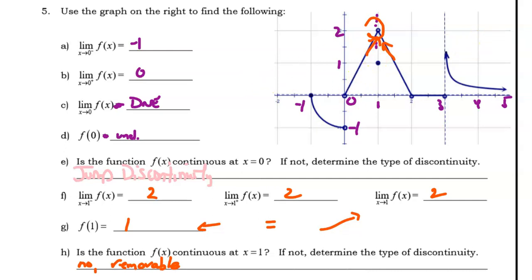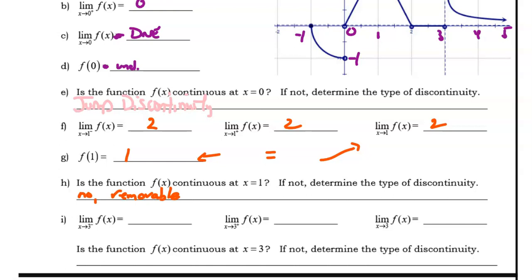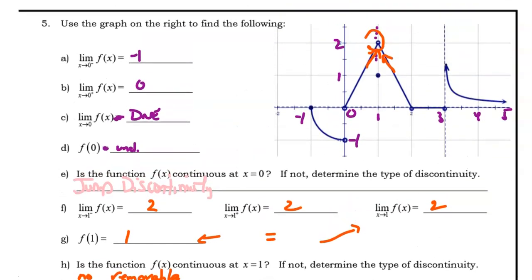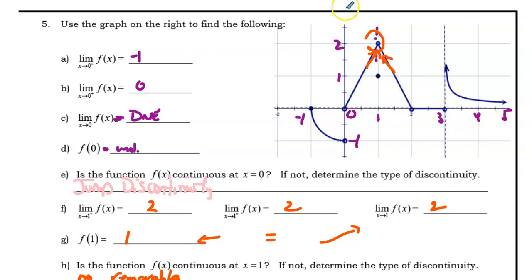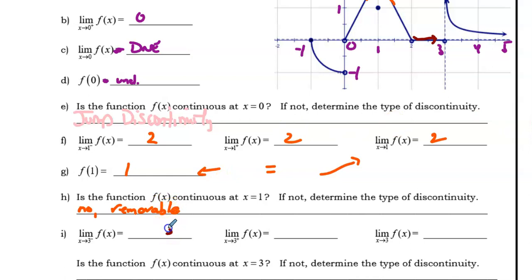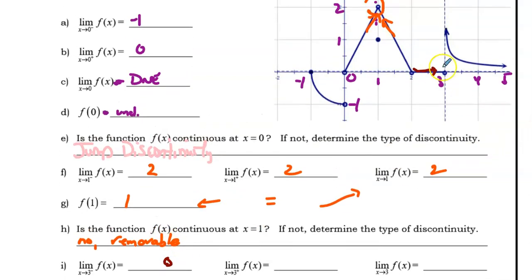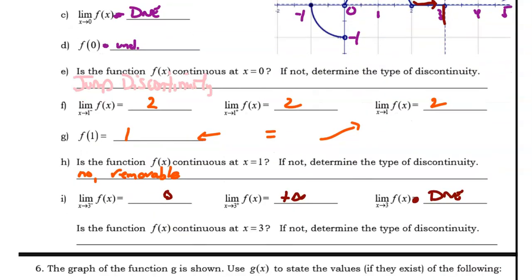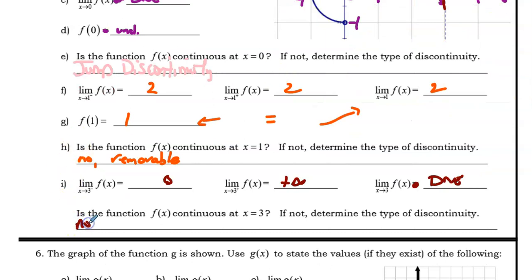The last one is going to be I, and it's right here for us, and it's going to ask us about 3 from the left, the right, and up. So 3 from the left is going to end up being 0. We're approaching 3 from the left, which is 0. We can say 3 from the right is going to be all the way up, up, up, and beyond to positive infinity. Since these are obviously not equal to each other, this is going to be does not exist. And we can now say that there's an asymptote here. So this one is no, it's not continuous, and it's because it is infinite.